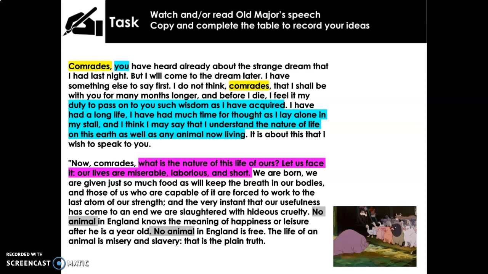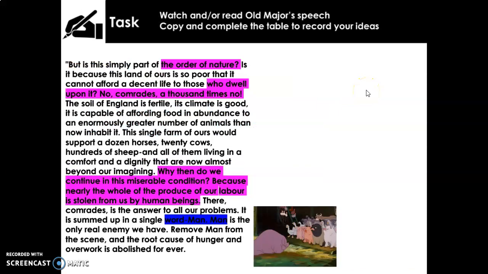Now, in terms of creating a bit of ethos, he's talking about duty. He's talking about the fact that he has wisdom, that he's had a long life. So he's trying to create an ethos that they can trust him because he's got this experience and this wisdom. Then a little bit later, no animal, no animal. So he's repeating those sentence starters. So we've got some lovely devices that he is using that we've seen.